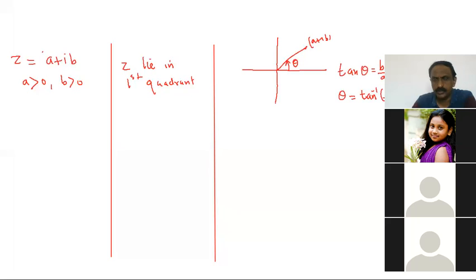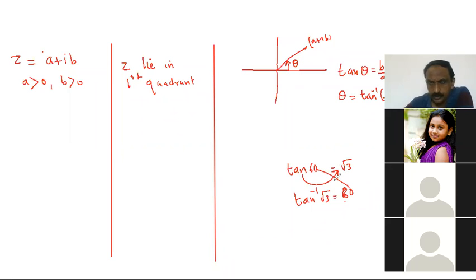Do you understand this notation? Yes, sir. Suppose tan 60 is root 3. So if I write tan inverse of root 3, it means what is the angle for which tan's value becomes root 3? That is 60. So 60, tan can be transferred to this side, so you write tan inverse root 3. Did you follow that? Yes, sir. So this is the formula to calculate the value of the argument if the complex number lies in the first quadrant.